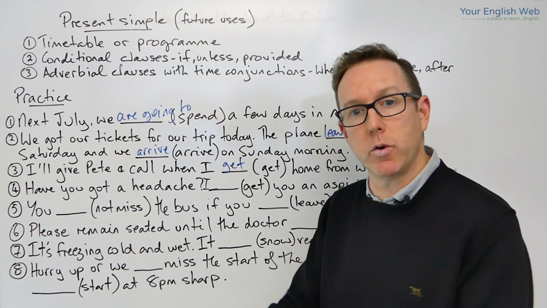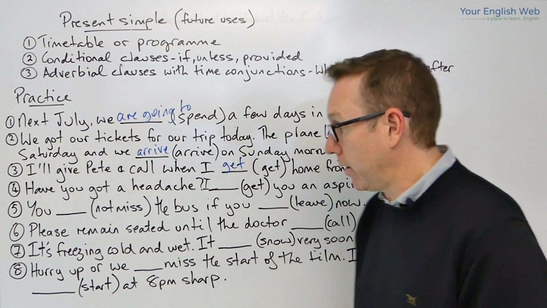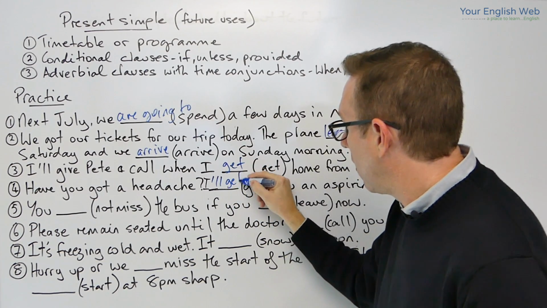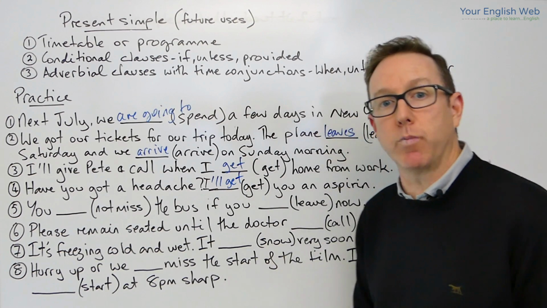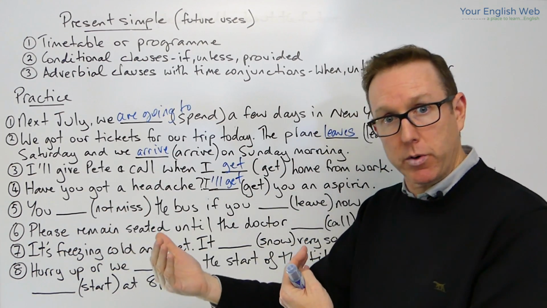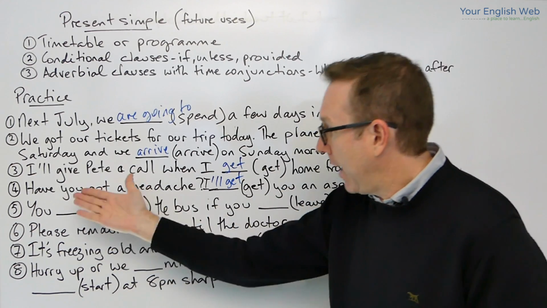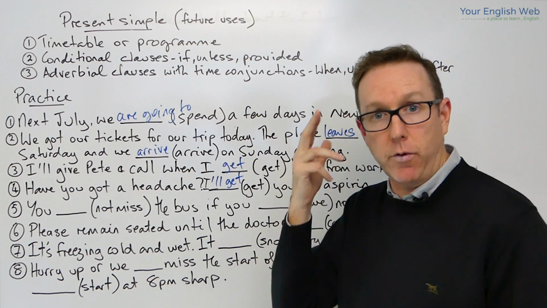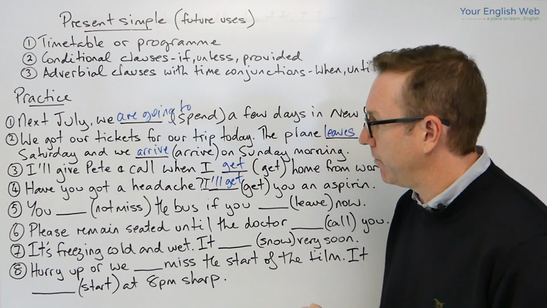Do we use going to? Do we use will? Well, if you said that we use will, you would be correct. So, I'll get you an aspirin. I'll get you an aspirin because you're deciding in this moment. There's no plan, okay, so we wouldn't use going to. So here we'll use will. Have you got a headache? I'll get you an aspirin for your headache. Okay, so this future tense here.